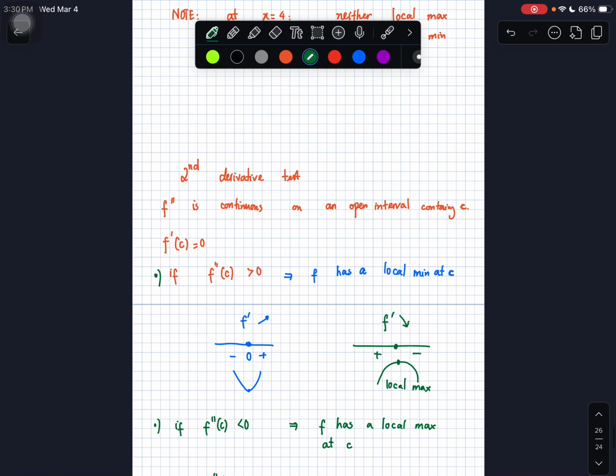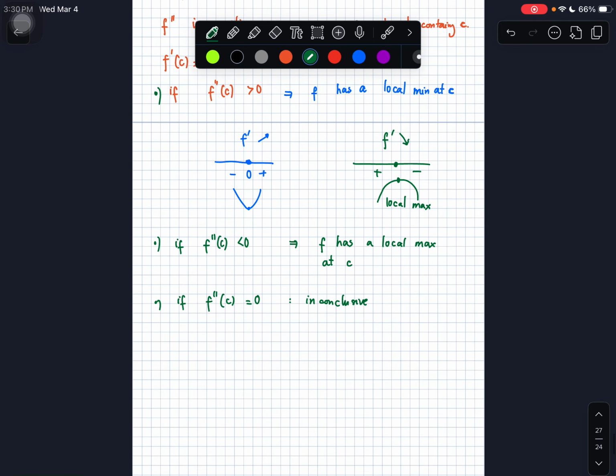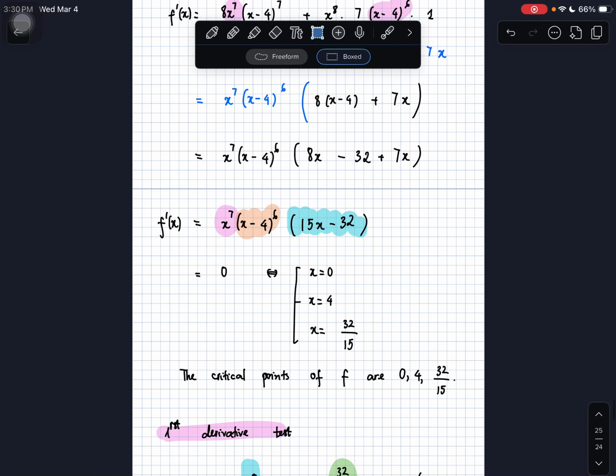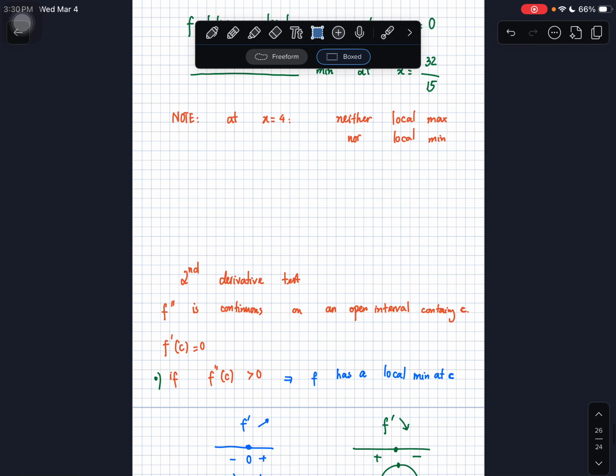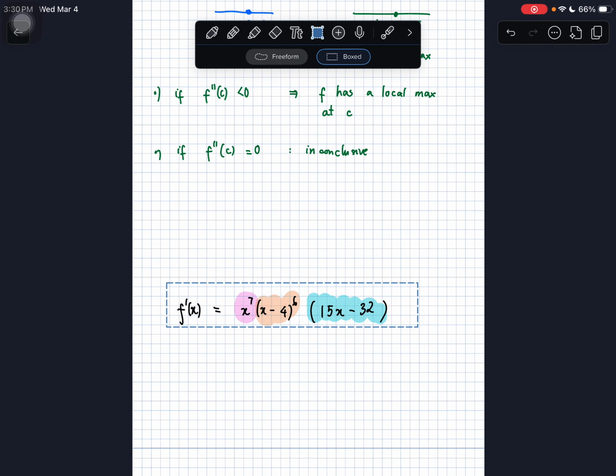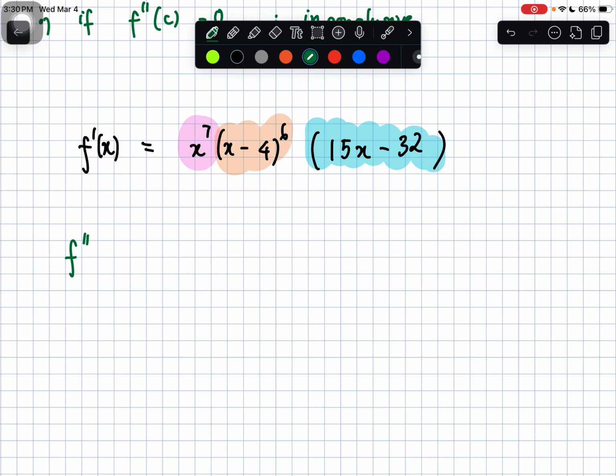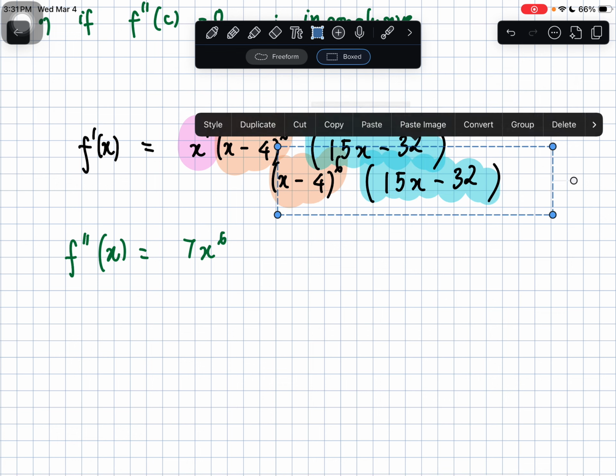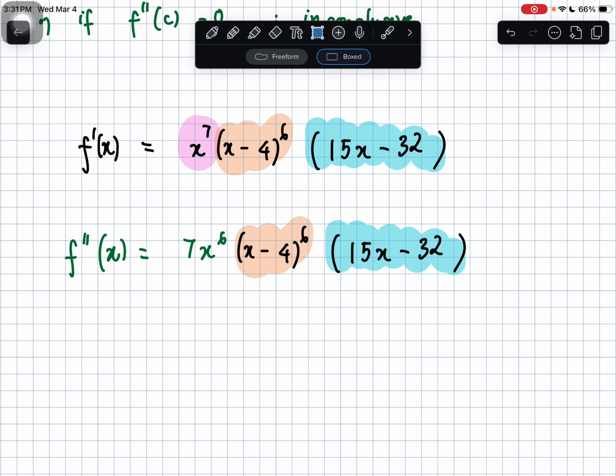So let's do that. We need to compute f double prime. f prime is here. f double prime of x is equal to 7x^6 multiplies on this, plus x^7 multiplies the derivative of this. That's a lot to do in derivatives.